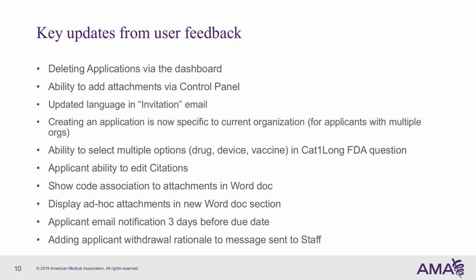We have an email that goes out 3 days before the end of the cycle when it closes. So if you have any unsubmitted applications, it's a reminder, please submit before the deadline. And then if you do withdraw, there's a text box that pops up because part of the CPT process is to let everyone know why you're withdrawing. So that information goes right to the staff. So these are the types of feedback information we get. We take that and then we try to incorporate that into the app to constantly improve it for you.